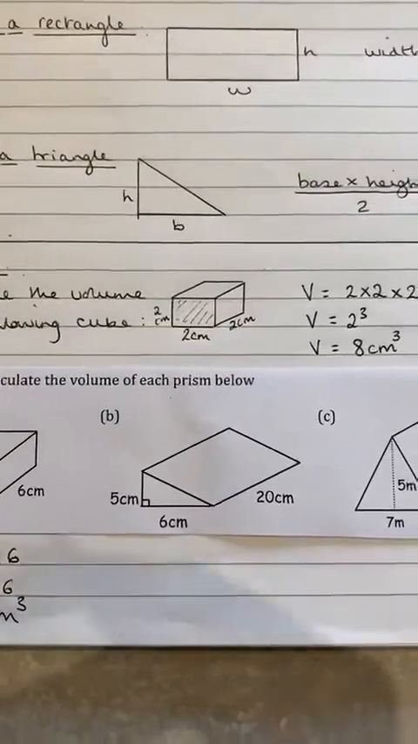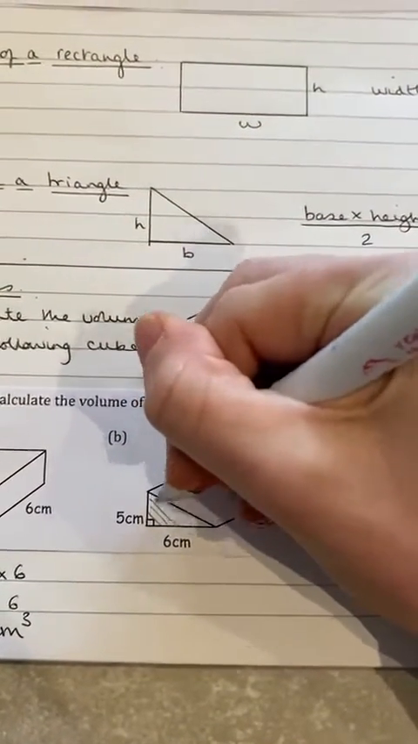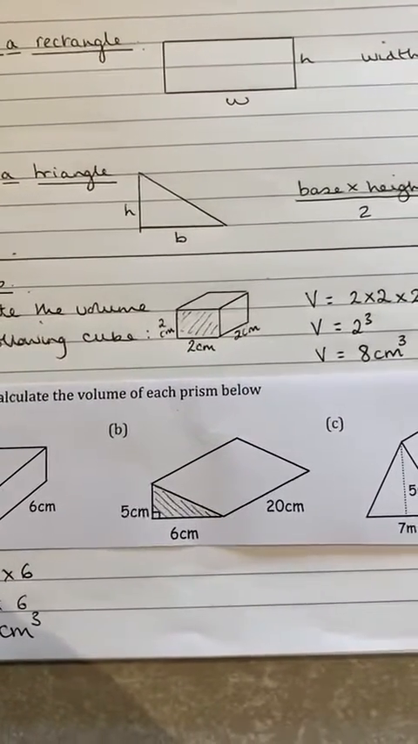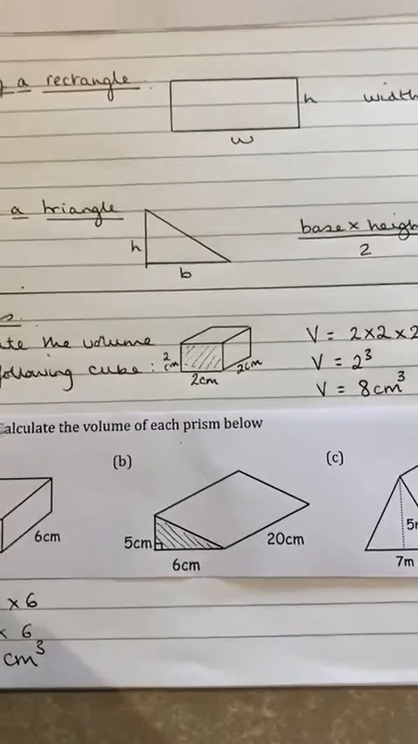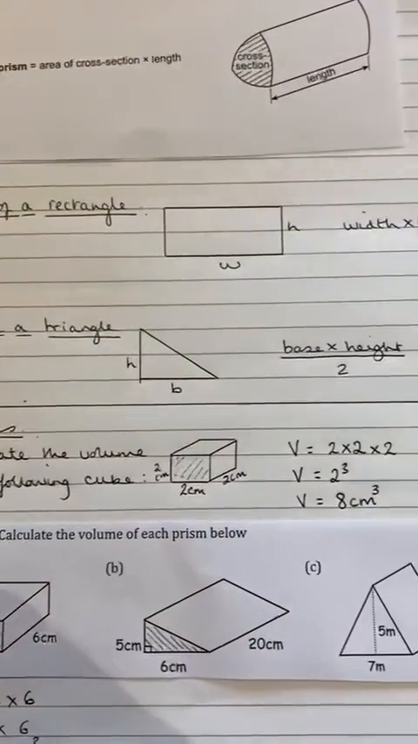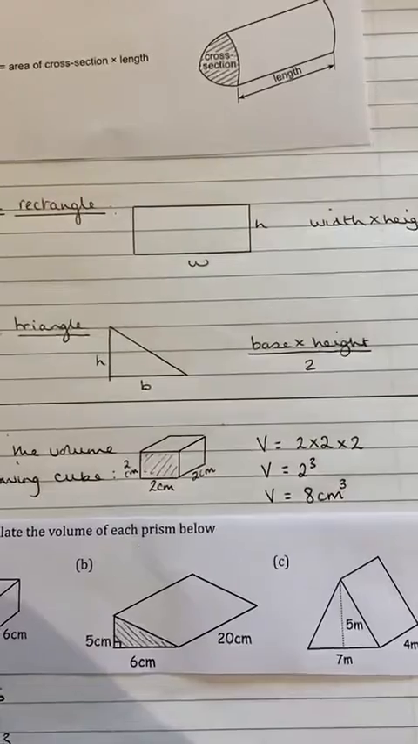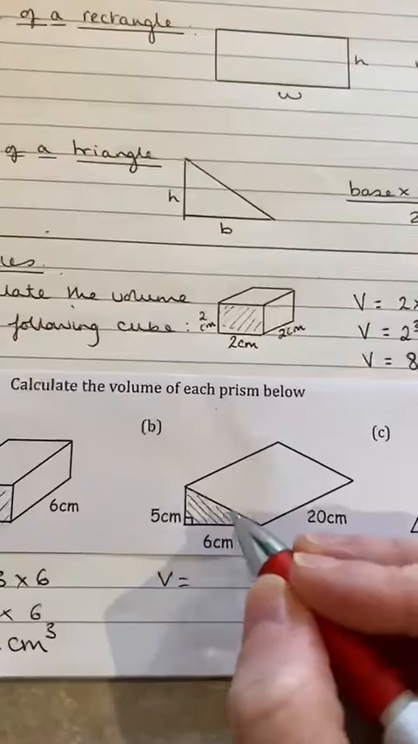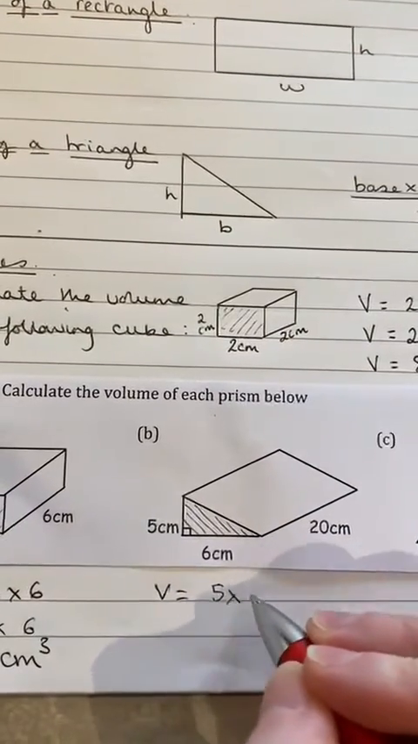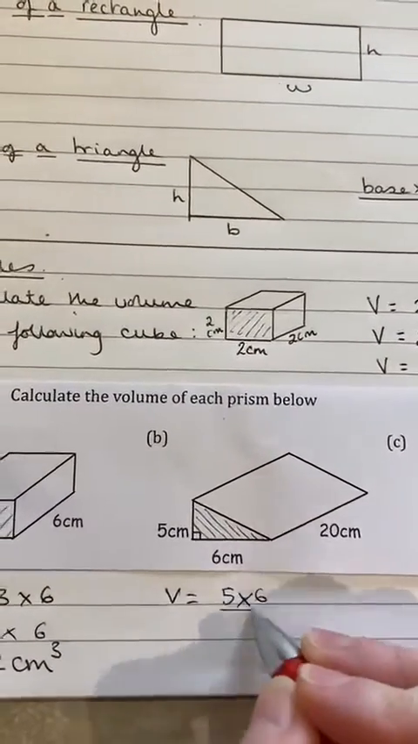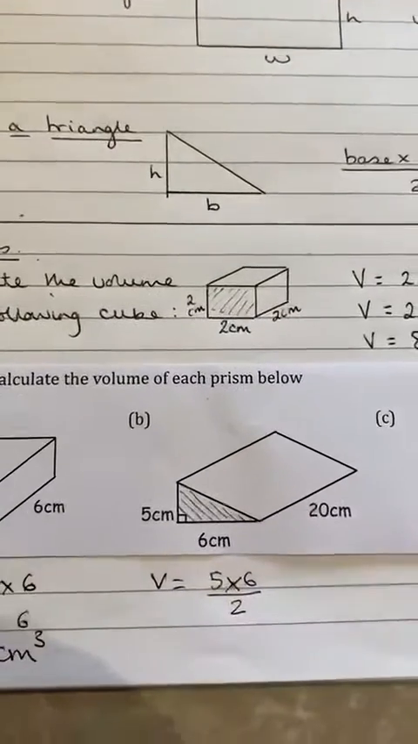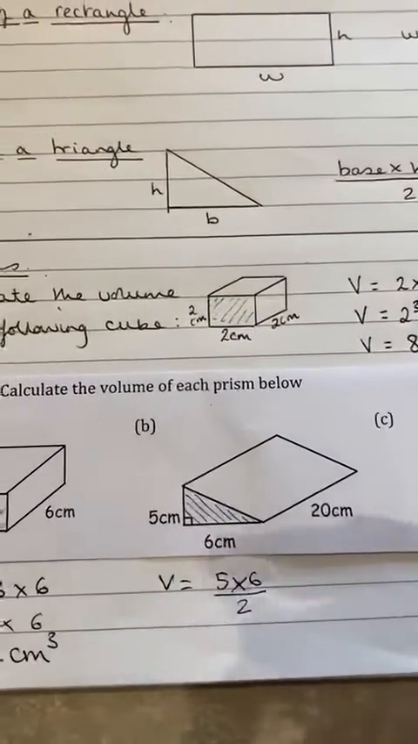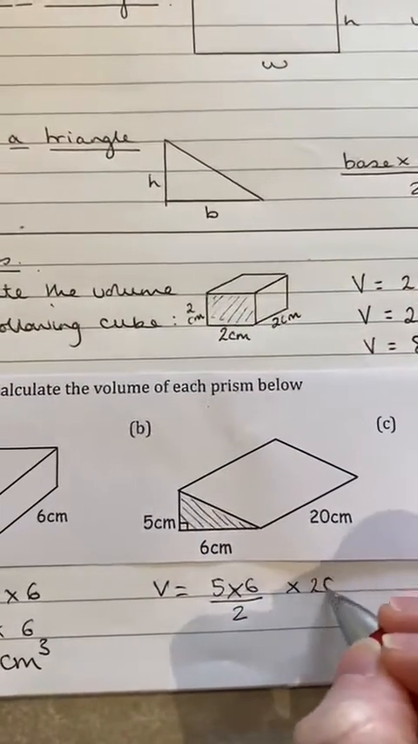The cross section this time is a triangle. So I have to work out the area of that triangle first and then times it by the length going back. Going back to this part, the area of a triangle is base times height divided by 2. So the volume is going to be 5 times 6, the base times the height, and then divide by 2. That's going to give me the area of this cross section. Then to get the volume, you times it by the length going back, which is 20.